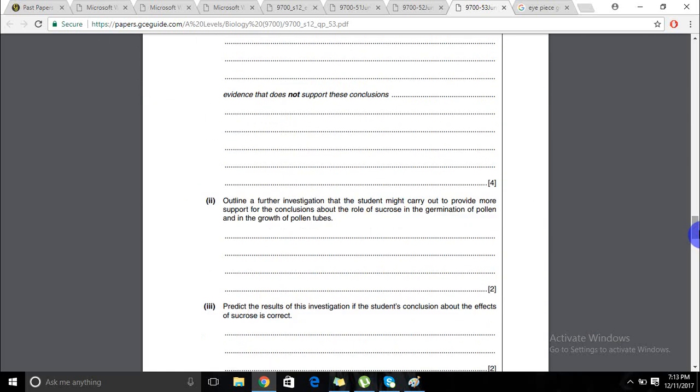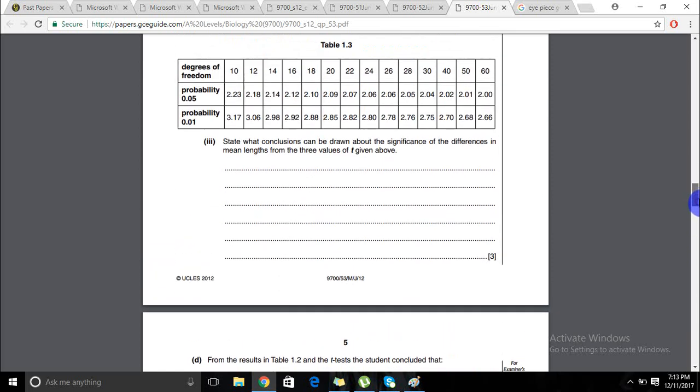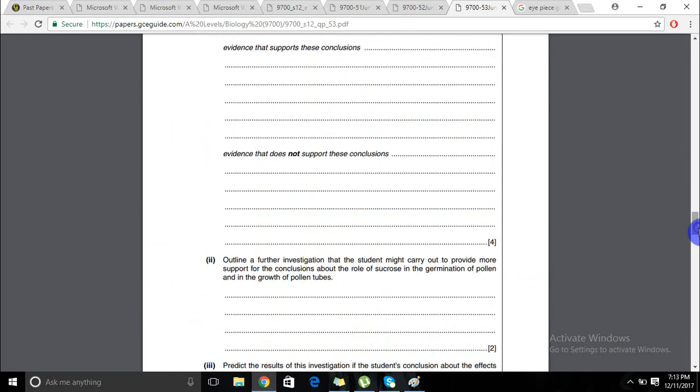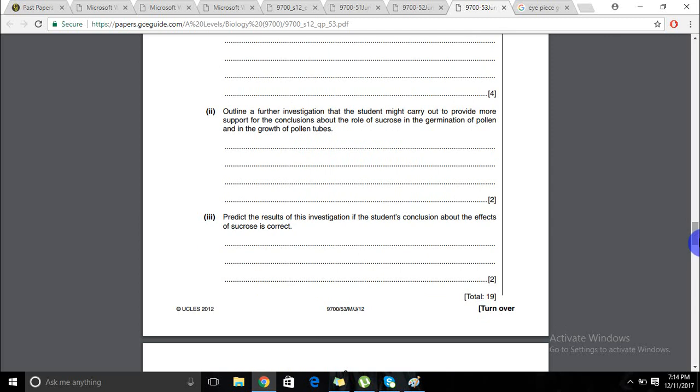And we have to outline a further investigation that the student might carry out to provide more support for the conclusion about the role of sucrose in the germination of pollen and in the growth of pollen tubes. We could basically standardize the conditions so that sucrose is the only thing that is different, and then compare it, and predict the results of this investigation if the student's conclusion about the effects of sucrose is correct.